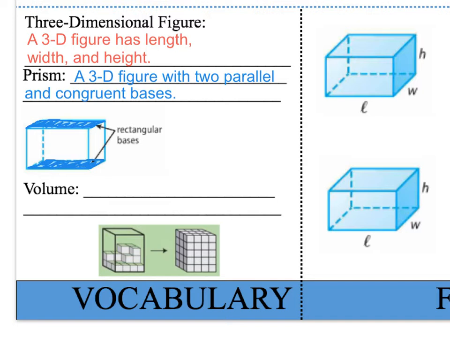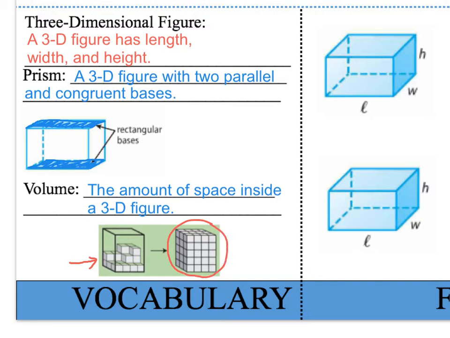The next vocabulary word is called volume. And volume is the amount of space inside a 3D figure. So if we look at this cube right here, I can fit little cubes inside of the bigger cube. And at the end of the day, I can go ahead and figure out how many little cubes I can place inside of the bigger cube, and that's the volume.